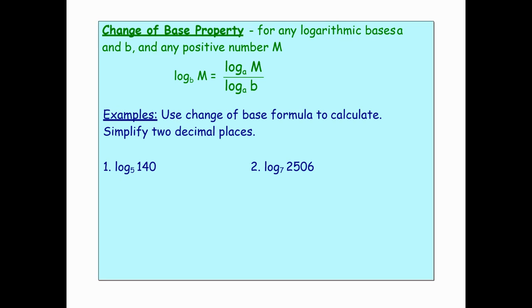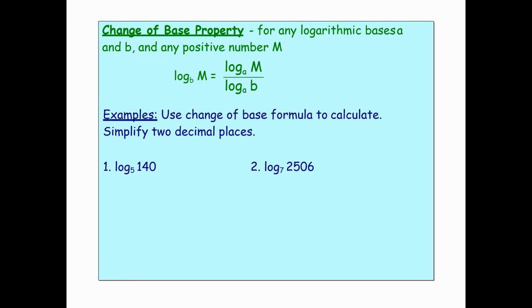But the other property that's in the section I want to talk about is change of base. If we first look at these examples, not the property, log with base 5 of 140 is not something you can actually find. 5 to some power equaling 140 isn't something we can determine directly. Only common logs and natural logs can be done on your calculator. So what we use is the change of base property.